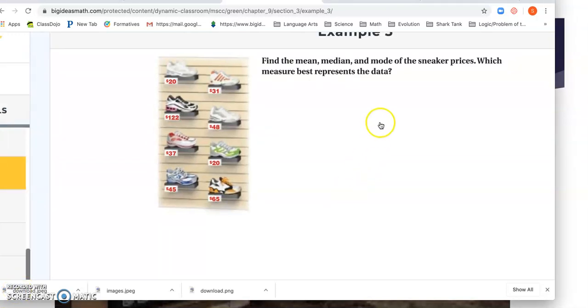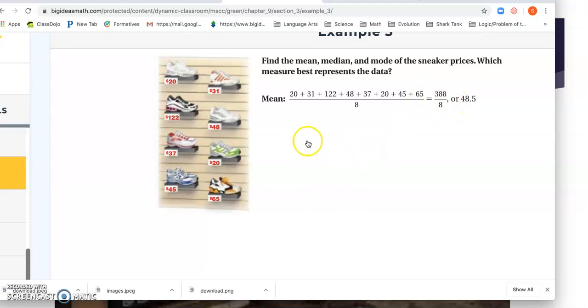Okay, so if you did mean, you must have added up all these numbers by now and got 388. I hope you divided by 8. You should have come up with $48.50. Well, if you came up with $48.50, you are a rock star.